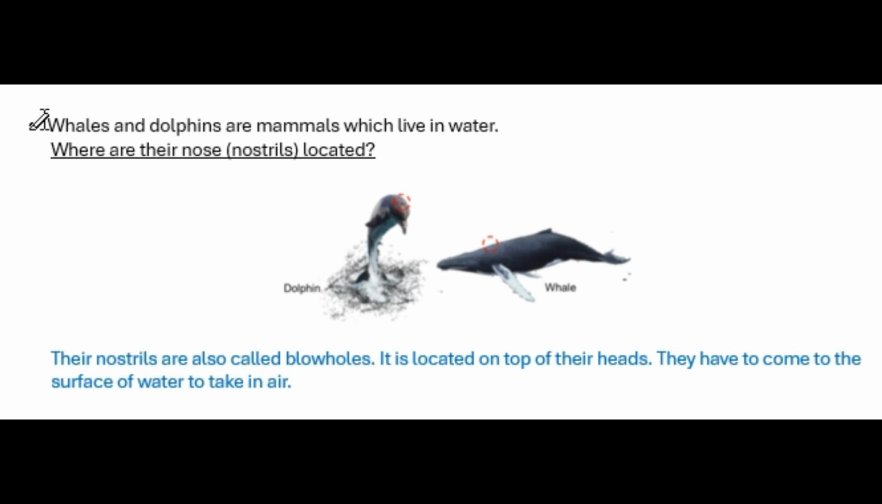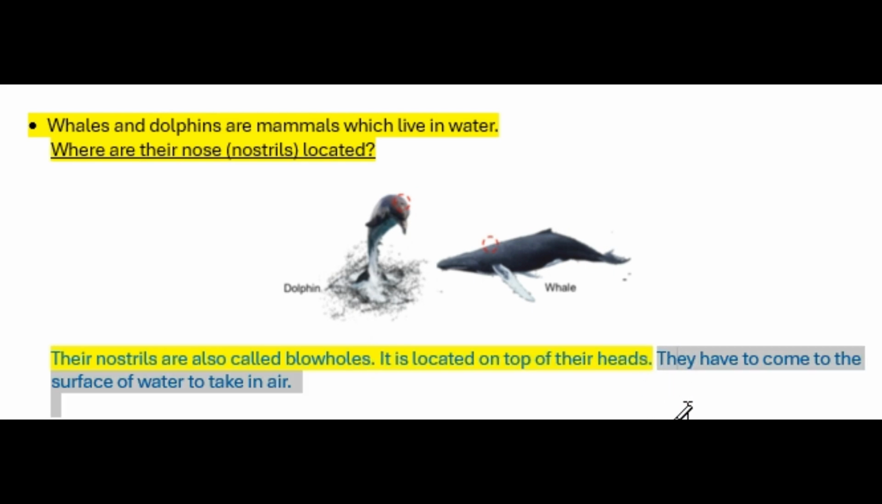Whales and dolphins are mammals which live in water. Where are their nose, nostrils located? Their nostrils are also called blowholes. It is located on top of their heads. They have to come to the surface of the water to take in air.